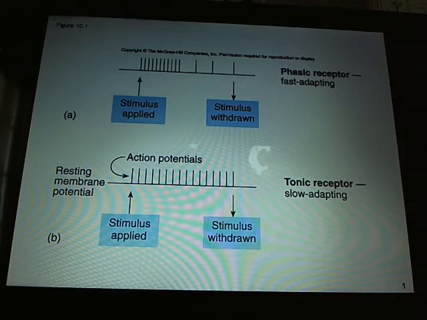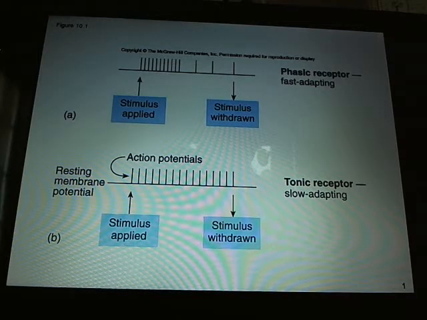You can do that with heat. Another classic example is when you put clothes on. You feel them, and then it goes away. And if you wear wool or an itchy, rough wool, that's what happens there also. Now that differs from a tonic receptor, which does not adapt or adapts very slowly.